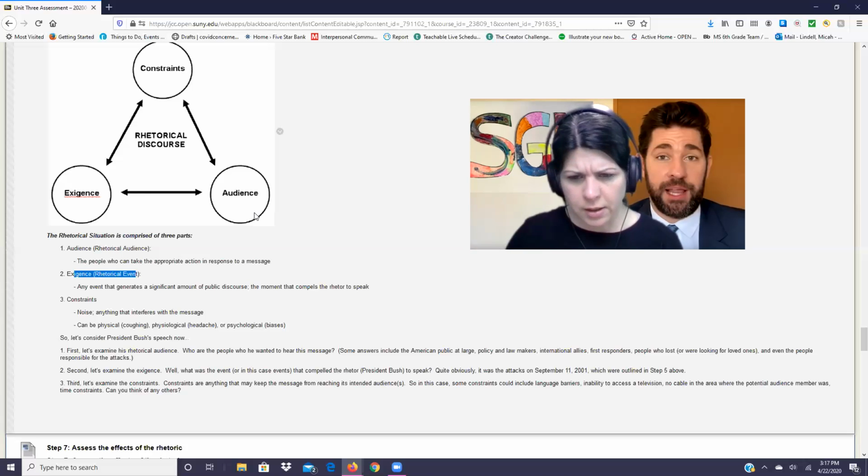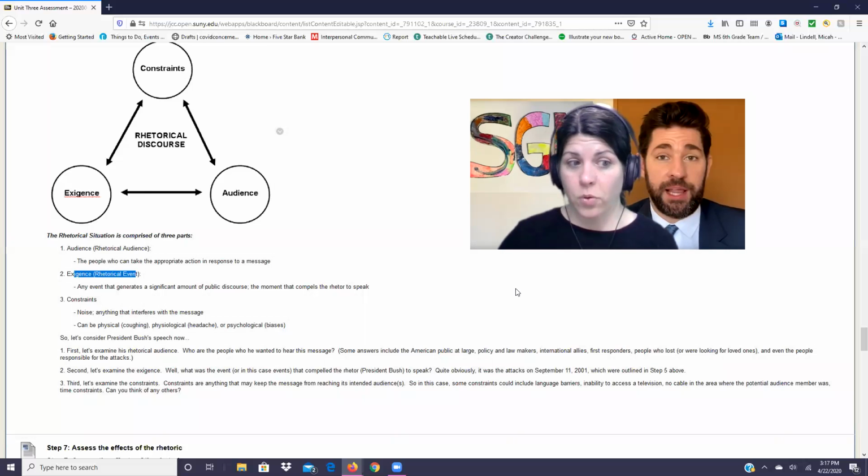Let me see if I listed anything else here. Perhaps time constraints. Obviously we're not all on the same time network. So if you were located somewhere else, you might be sleeping or just not able to watch television in that moment. So those could all be considered constraints. So that's it for step 6. Let's move on to step 7.